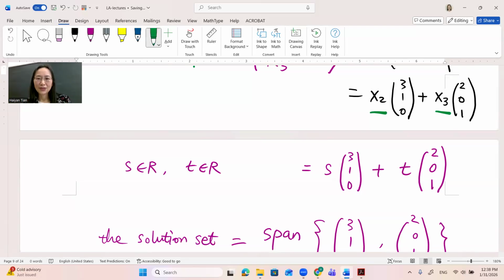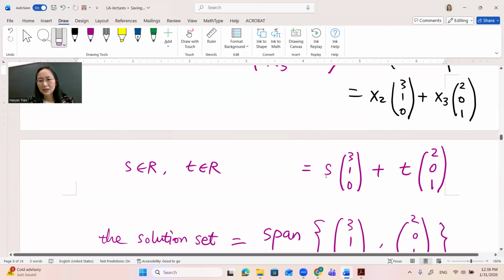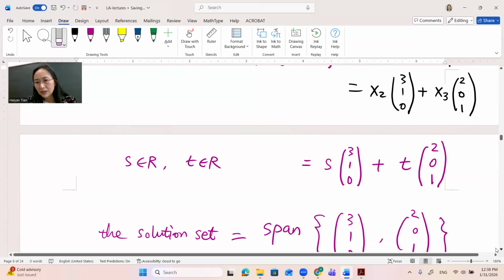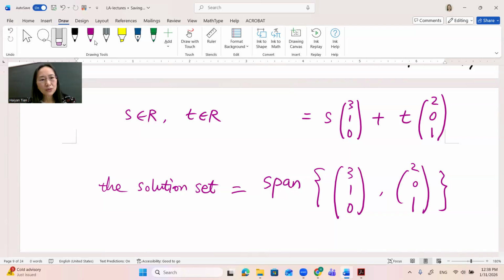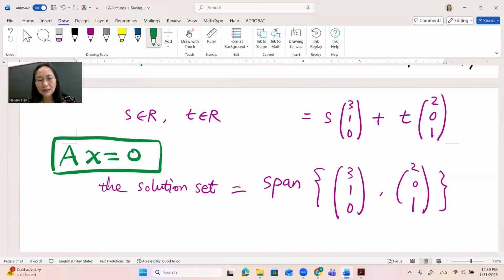If you say, okay, I want to use a different letter because I want to show that s is an arbitrary real number, t is any arbitrary real number, right? It doesn't matter if you change the names. If you use x2, x3, they are still free variables, just the same as s and t. So it's another way to represent the general solution. And we see the general solution for the homogeneous system, so let's write Ax equals 0. We represent the solution set of this homogeneous system as the set of vectors that are spanned by these two vectors, because any solution is a combination of the two vectors.